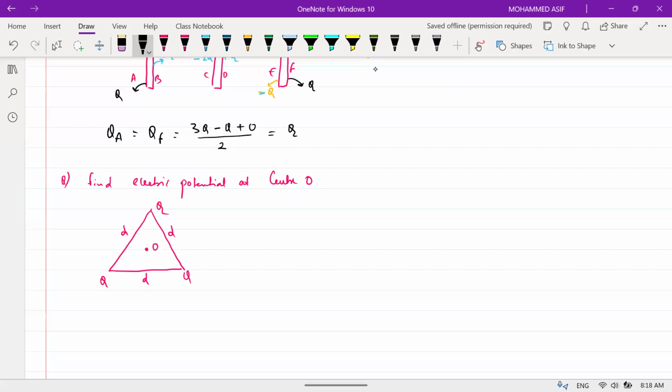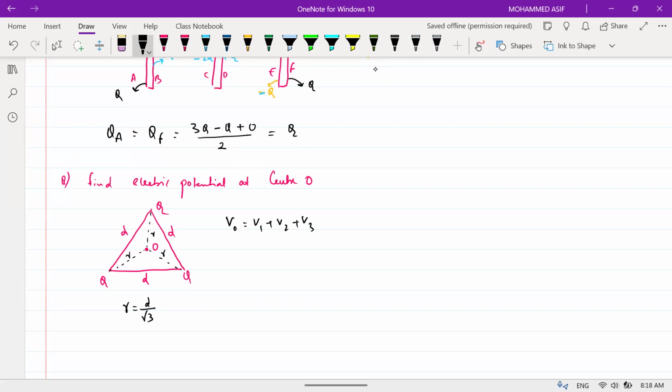Shall anyone? Potential at the center O. How many charges are there? 3 charges. That means potential at O will be equal to, because of this charge, because of this charge, and because of this charge. So potential at O will be equal to V1 plus V2 plus V3. Now tell me what will be the distance, beta? This is your R, this is your R, this is your R. In an equilateral triangle, the distance from the centroid to any one corner is always equal to D by root 3. Try to remember, beta. In an equilateral triangle, the distance from the center to any one corner will be equal to how much for me? D by root 3.